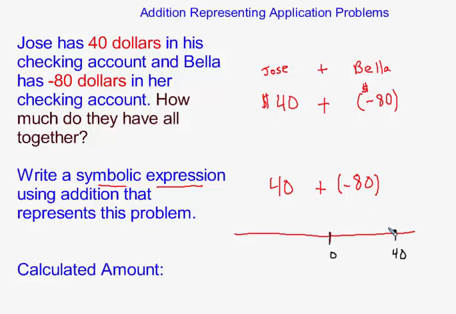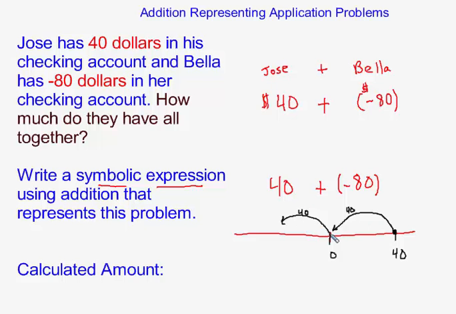So if we are to move 80 units to the left, you might notice that if you moved 40 units to the left, you would get to 0, and you would have to move another 40 units to the left to make 80. 40 plus 40 is 80. So we're going to move 80 units from our original starting point of 40, but because it was negative, we're moving to the left or in the negative direction.